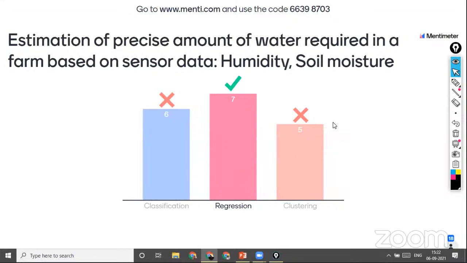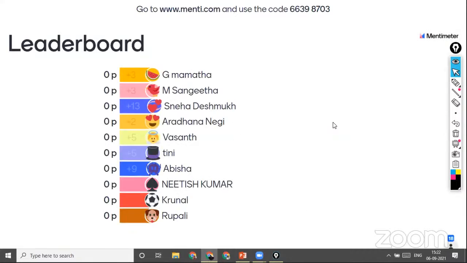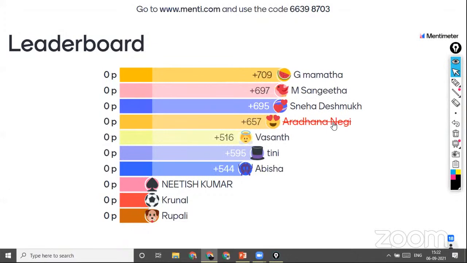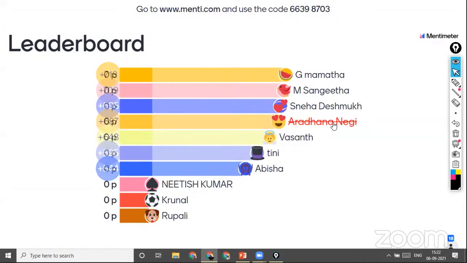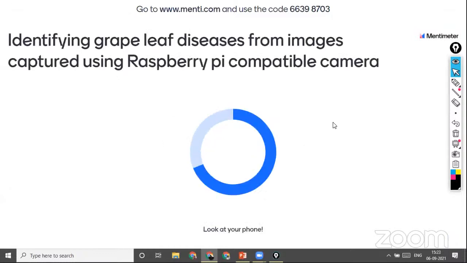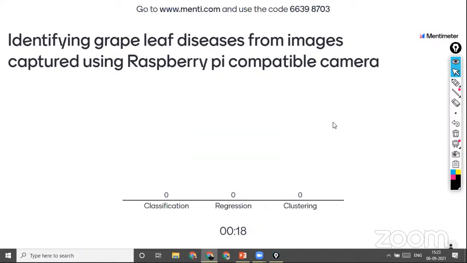Okay, similarly we'll be looking at some other different problems also, so try to answer fast, we'll be getting more points for that. Okay, so I can see Amanda scored maximum points because she answered first. So the next question: identifying grape leaf disease from images captured using Raspberry Pi compatible camera.